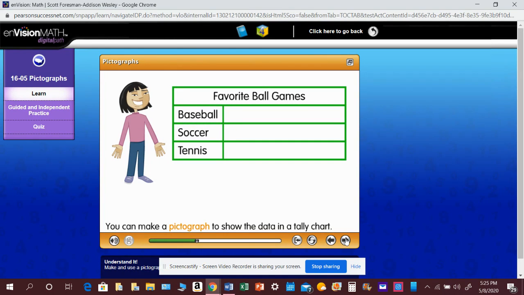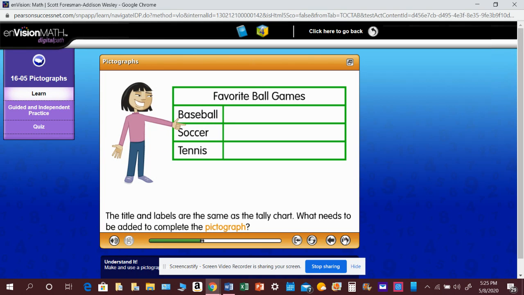You can make a pictograph to show the data in a tally chart. So the tally chart used tally marks to tell how many children like each sport, and the pictograph will just use pictures. So we will use 1 picture for each child. So the number of balls used in each line will tell how many children like that sport. The title and labels are the same as the tally chart.